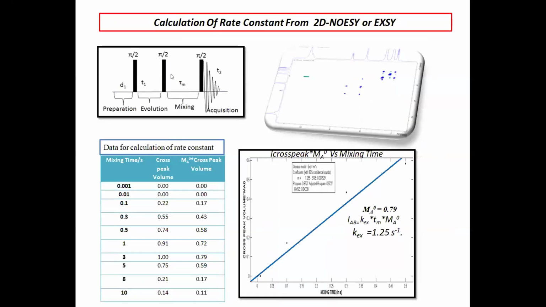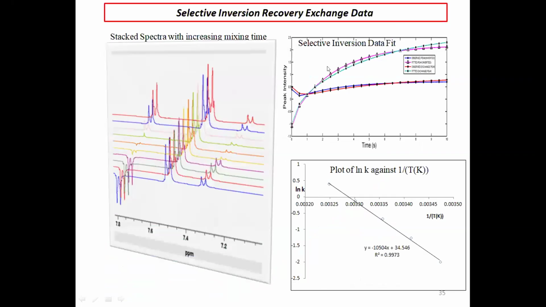This is the pulse sequence we used for that, the pulse sequence for NOESY. With NOESY, we recorded this and integrated the cross peaks, and by plotting against the mixing time we got a curve, and from there we get the exchange rate, K exchange, which comes out to about 1.25. We confirmed this again using another method, the selective inversion recovery method. Here we again got a value of the rate of exchange, and also the measurement at different temperatures.